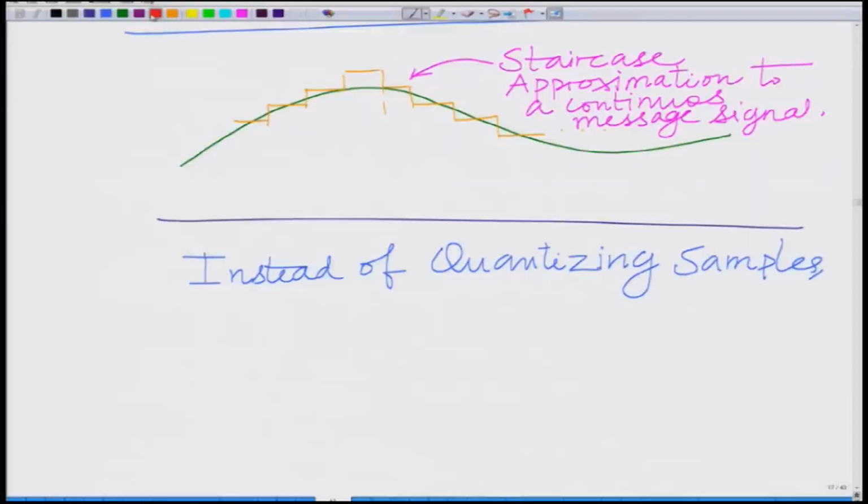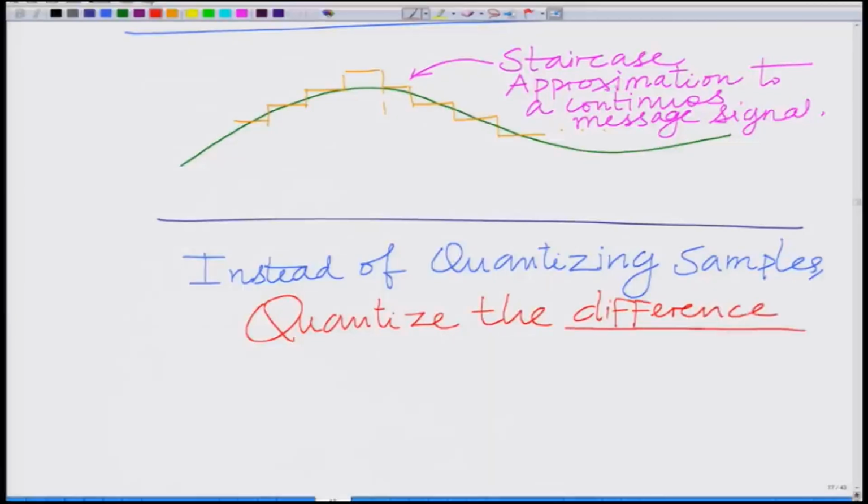Instead of quantizing the samples, quantize the difference between successive samples.